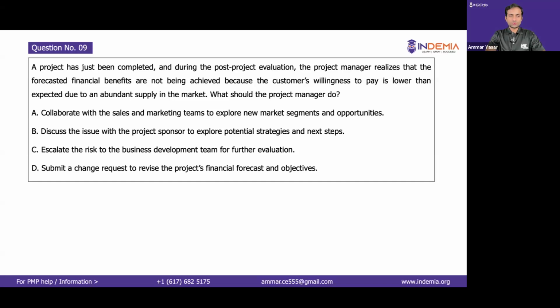So what you should be doing? Collaborate with the sales and marketing teams to explore new market segments. That's not the PM's job to explore new segments and opportunities. This is the business development team. So A can't be the right answer.